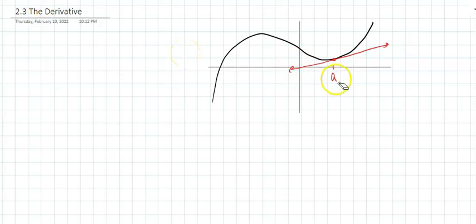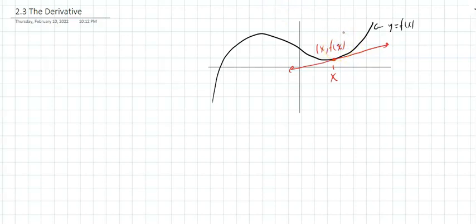Actually, let's leave it general. Let's say at some point x. So I need to find the slope of that line, and of course this is y equals f of x. So this point right here is x, f of x. The issue with that is, to find a slope of a line, I need 2 points.